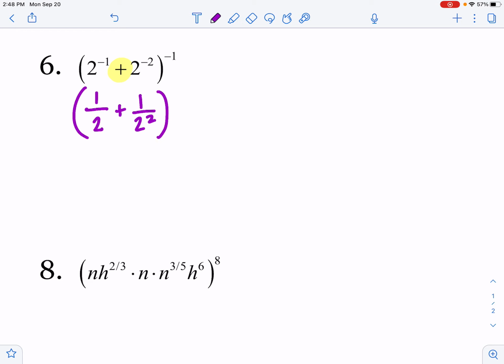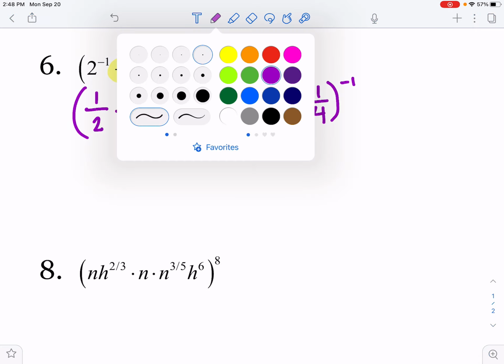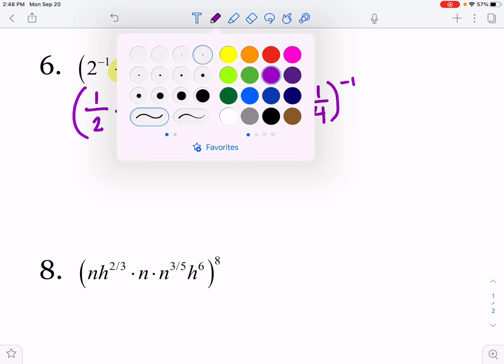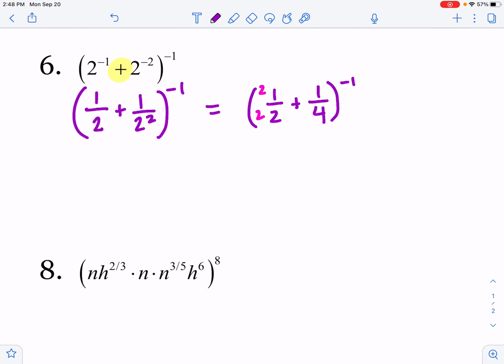And then all of that is still raised to the negative 1. Now 1/2 plus, and then 1 over 2 squared, that's just 1/4. 2 squared is 4. So I'm going to simplify inside that parenthesis. I can go to my calculator, or I can get a common denominator pretty quickly. 2/4 plus 1/4 is 3/4. And then that gets raised to the negative 1.